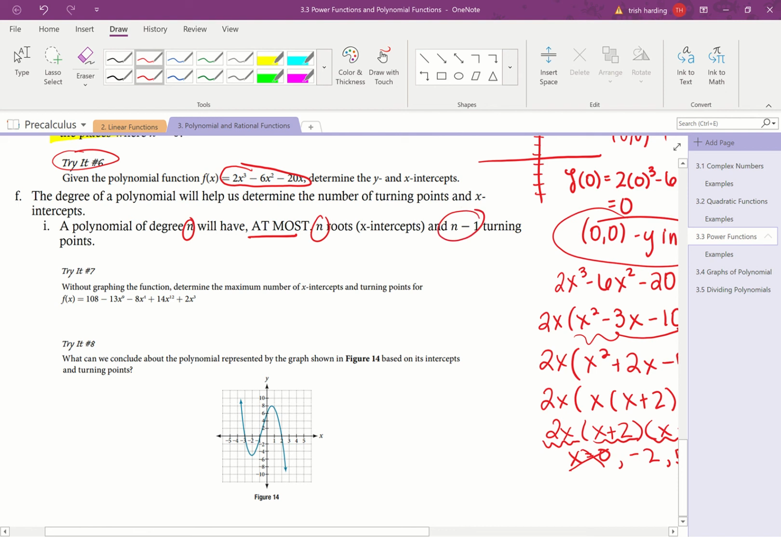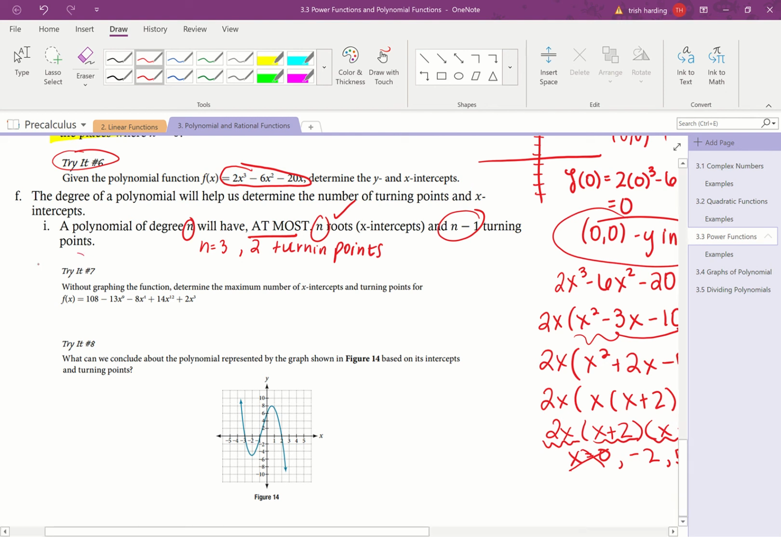So for our function above, 2x cubed minus 6x squared minus 20x, the most we could have, the degree, was 3. Notice we had 3 x-intercepts, which went along with our theorem perfectly well. And we will have 3 minus 1, so we will have 2 turning points. So 2 humps, I guess, 2 vertexes where it will change.